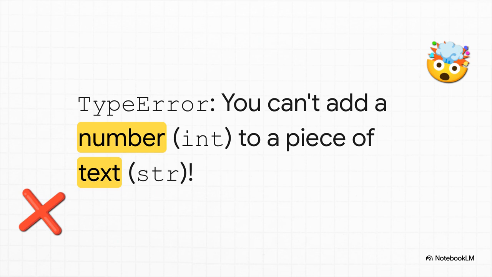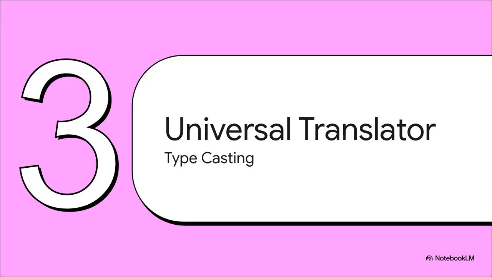And look, Python isn't just being difficult, it's actually being really logical. It's telling you, hey, you can't do math with a piece of text and a number. That just doesn't make sense. It's a feature, not a bug, protecting you from weird results. So how do we fix this? How do we get Python to understand that the text 25 should be treated like the number 25?